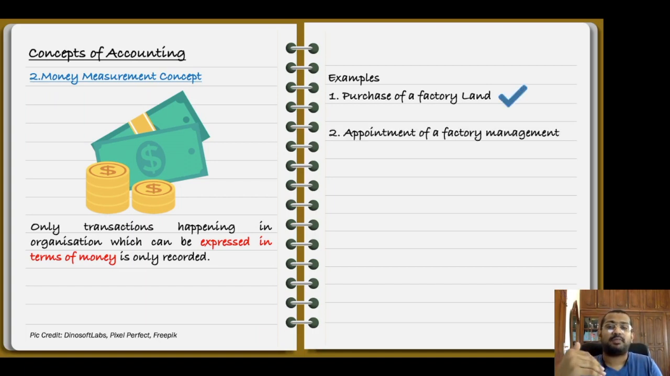The second is the appointment of a factory manager. As such, there is no direct link to cash or money when we are appointing a factory manager. Obviously there is an impact when we are paying salary to them, but basically this appointment of the factory manager will not have a direct impact on the financials, and therefore we won't be recording it in the books of accounts.